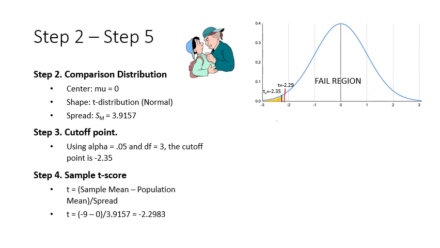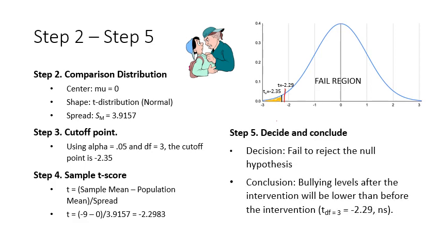That's exactly the same way, the fail region in the center, the t-score associated with alpha. And we decide and conclude. Our decision in this case is to fail to reject the null hypothesis. We can see the sample score here in the fail region. And we conclude that bullying levels after the intervention will be lower than before the intervention. And we mark our statistic t, with the degrees of freedom now in the subscript, equals -2.29, and it's not significant, NS.